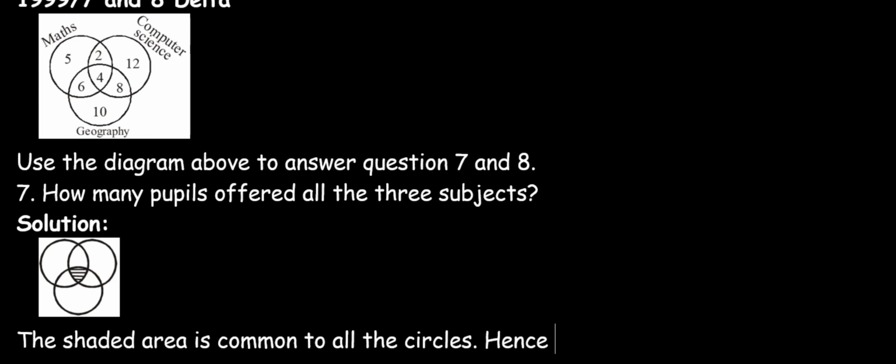Another example. Use the diagram above to answer questions 7 and 8. 7. How many pupils offer all the 3 subjects? Let us give you a pictorial diagram of how it looks. The shaded area is common to all the cycles. Hence, 4 pupils offer the 3 subjects.